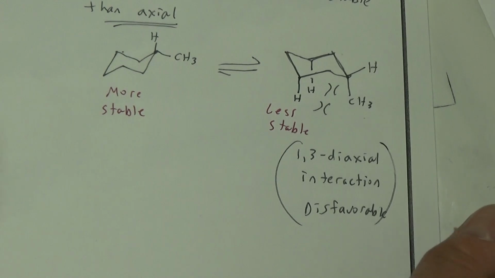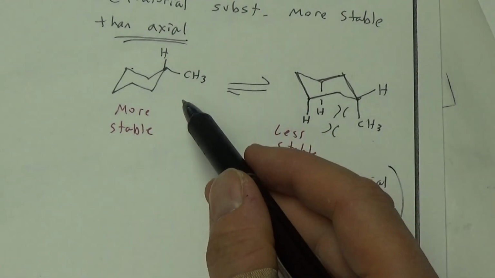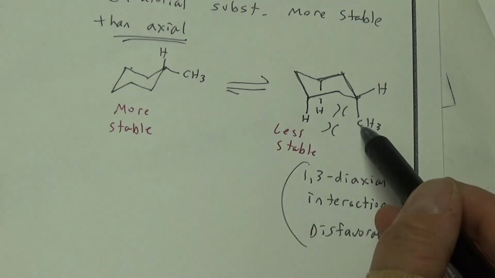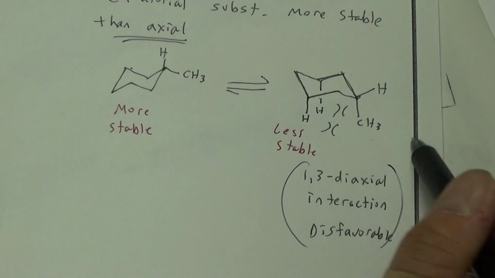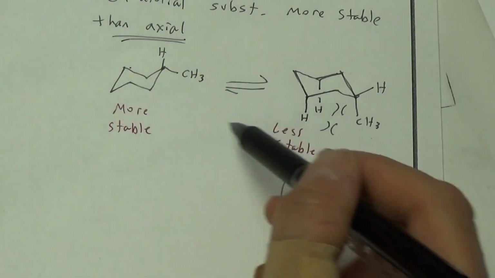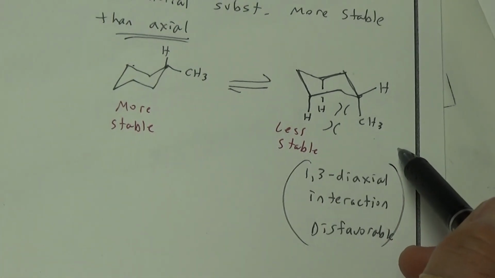Okay? Generally speaking, equatorial is the more stable. Versus axial, equatorial is always the stable one. What we're going to see, though, is that if you have a couple different substituents, there's going to be a competition, and we'll show you how to resolve that competition.